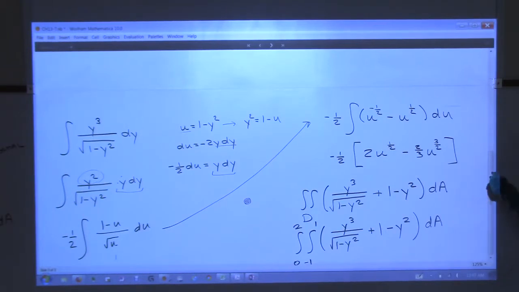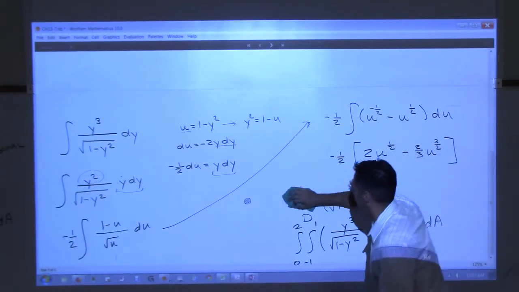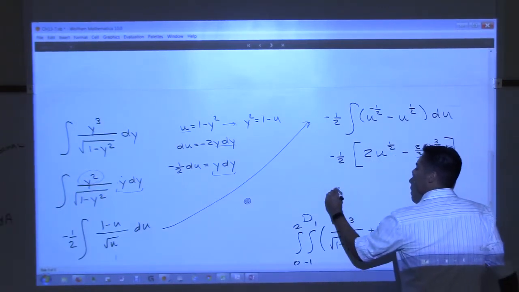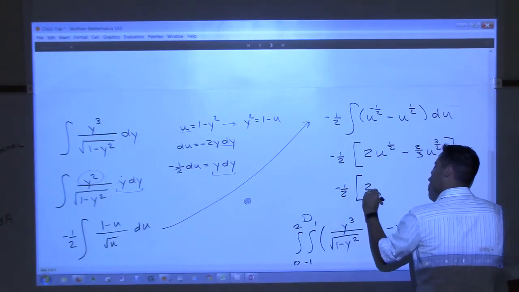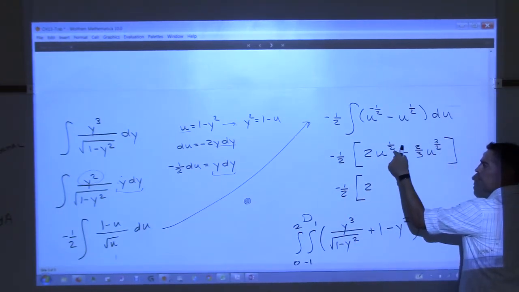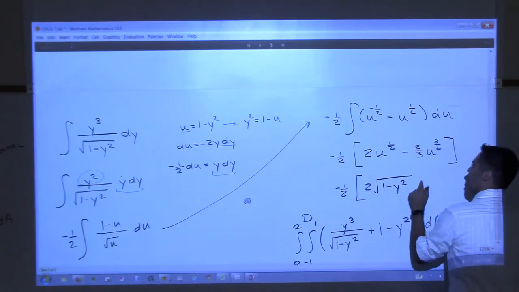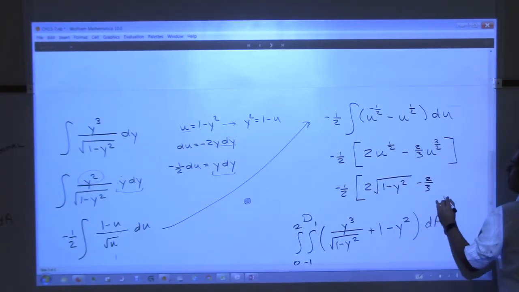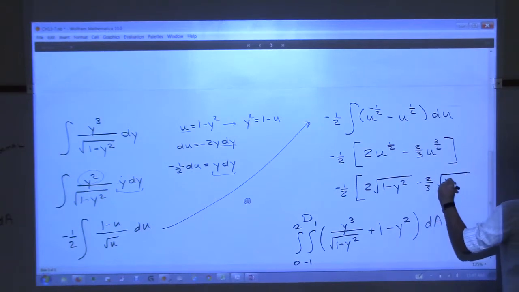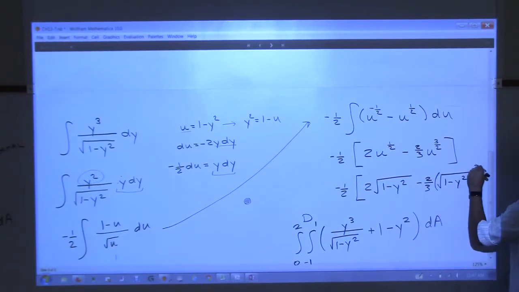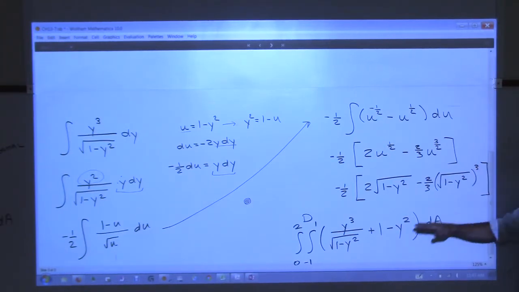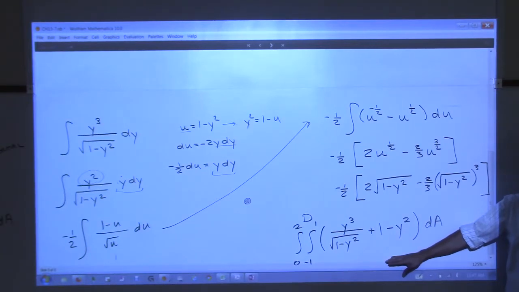But you would have to now switch back. What was u? 1 minus y squared. So let me write the final thing here. We're going to have negative 1/2 and then 2. This right here gets replaced with 1 minus y squared, and that's a square root. So I'm going to just write it that way, square root of 1 minus y squared. And then this one right here is minus 2/3. And then this one is, you could do square root of 1 minus y squared if you want, but then cubed. That's what that means. So that's the antiderivative of this, OK? Sorry, just this. I still have to do these two, right?